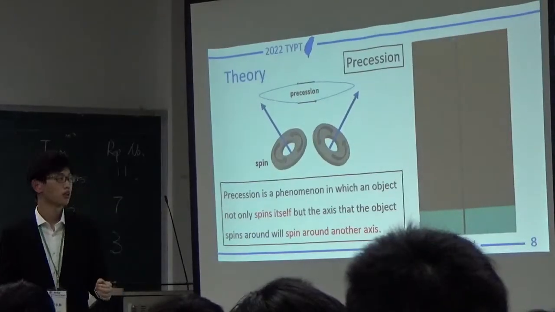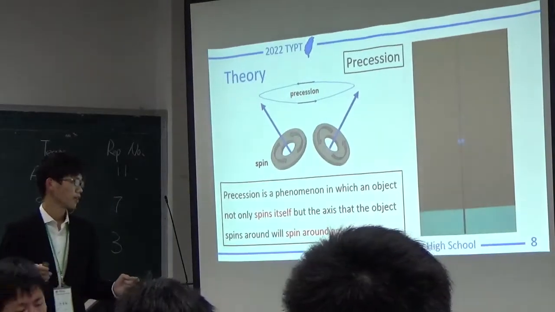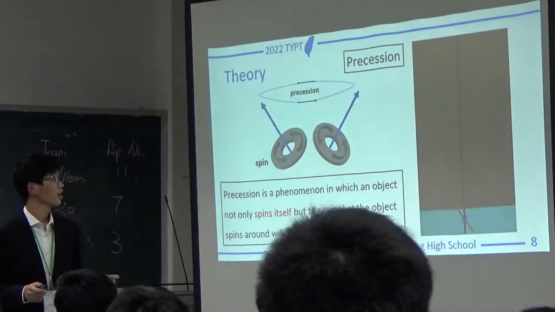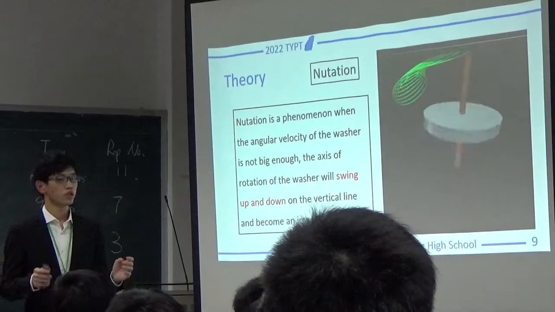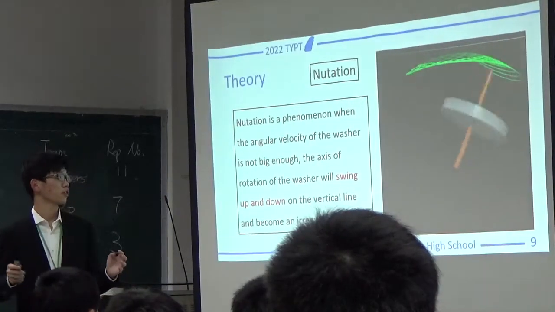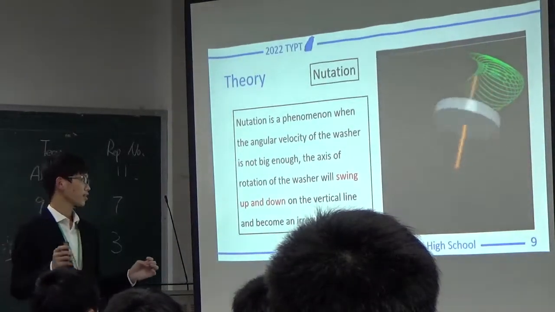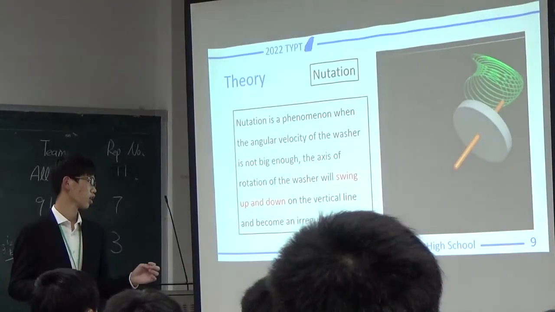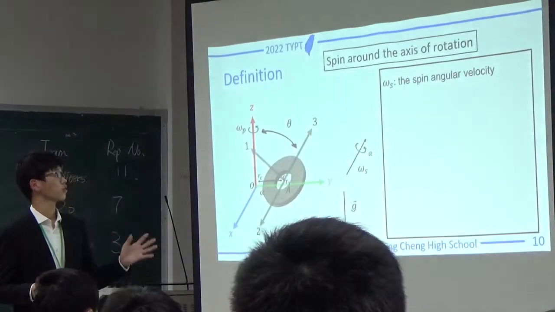First is precession. Precession is a phenomenon in which an object not only spins itself, but the axis that the object spins around will spin around another axis. Except for the precession and the spinning, nutation will also occur in this case. Nutation is a phenomenon when the angular velocity of the washer is not big enough. The axis of rotation of the washer will swing up and down on the vertical line and become an irregular motion.